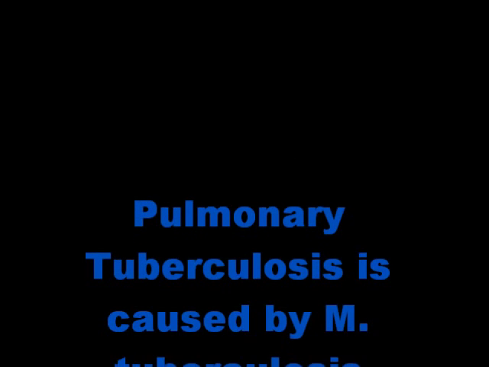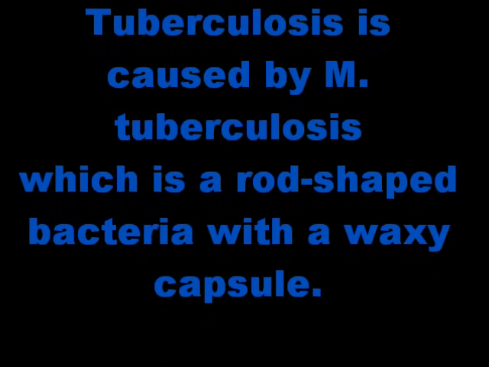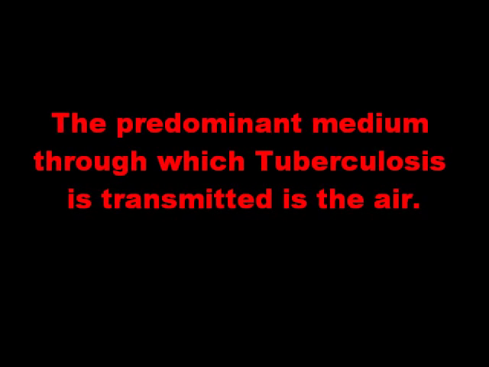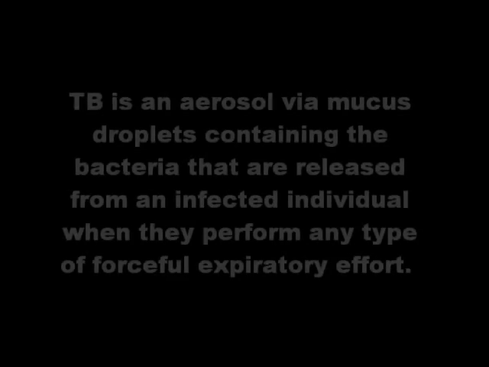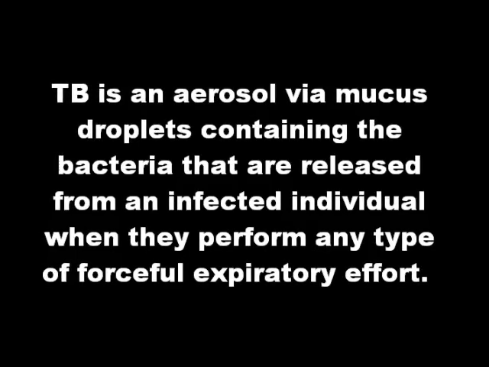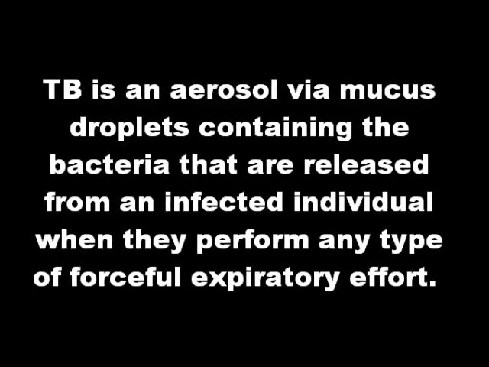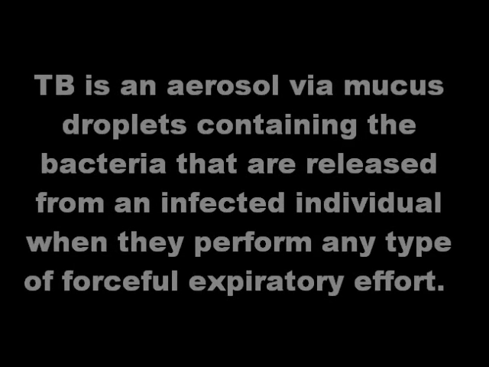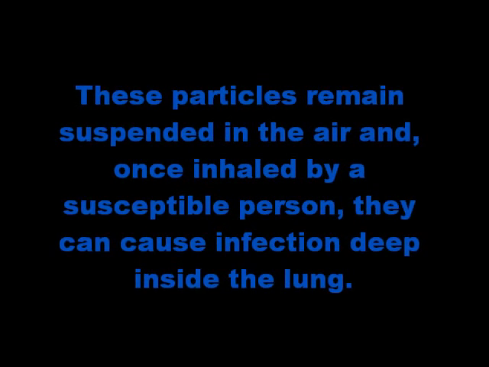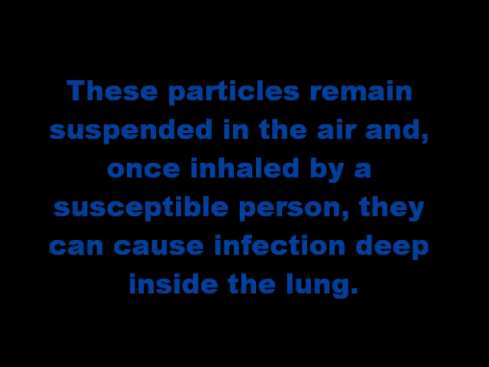Etiology and pathophysiology. Pulmonary tuberculosis is caused by Mycobacterium tuberculosis, which is a rod-shaped bacteria with a waxy capsule. The predominant medium through which tuberculosis is transmitted is the air. Tuberculosis is spread as an aerosol via mucus droplets containing the bacteria that are released from an infected individual when they perform any type of forceful expiratory effort. These particles remain suspended in the air, and, once inhaled by a susceptible person, they can cause infection deep inside the lung.